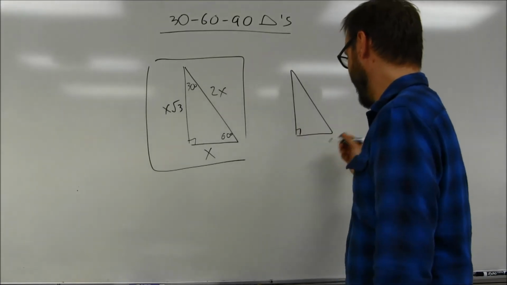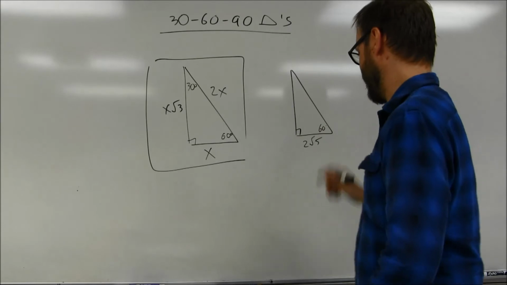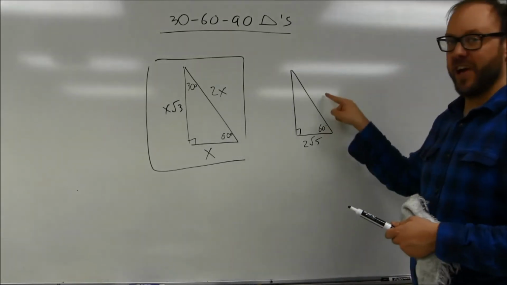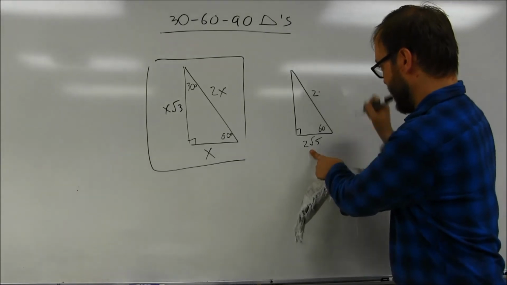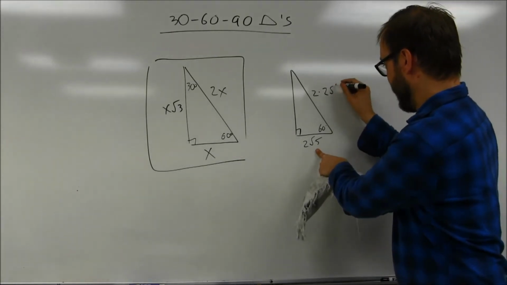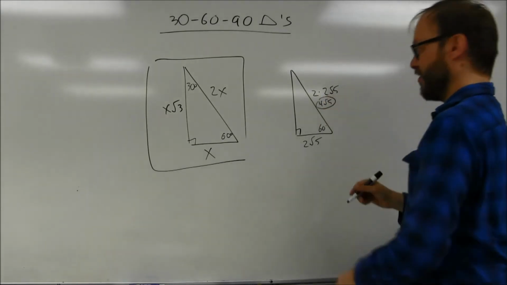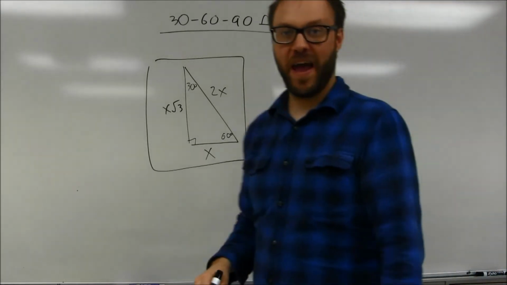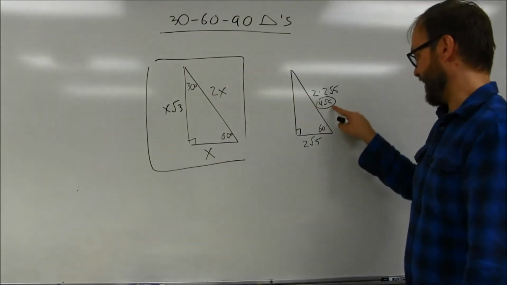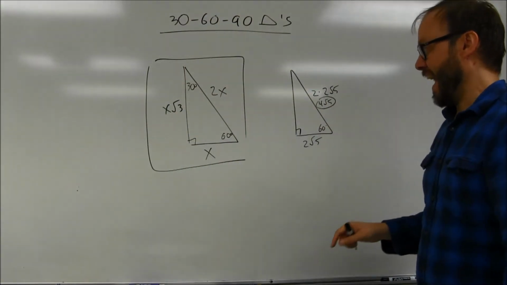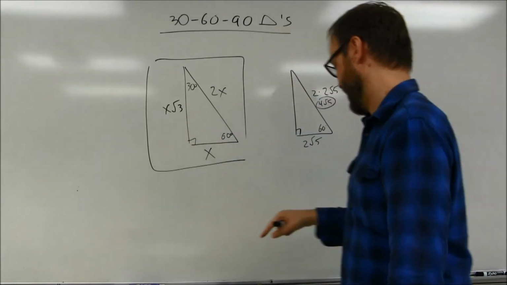If they give you like 2 radical 5 here on the short side, you still double it to get this side. So you're going to take 2 times 2 radical 5, and that's going to simplify to be 4 radical 5. And it's going to look weird because you don't see a radical in the pattern, but the pattern just says you just double whatever the short side is, and that gives you the hypotenuse side. Okay? And the pattern says you multiply by radical 3 regardless of what you're given.